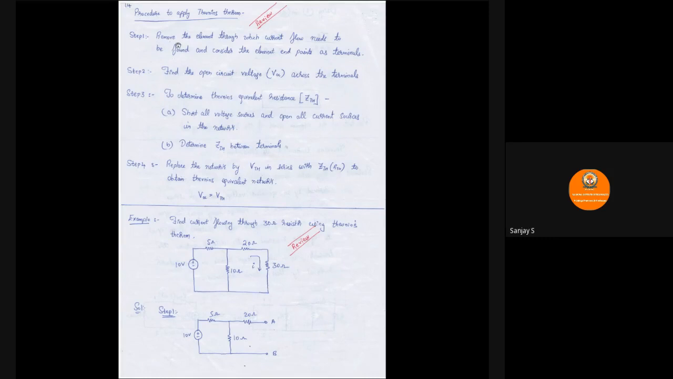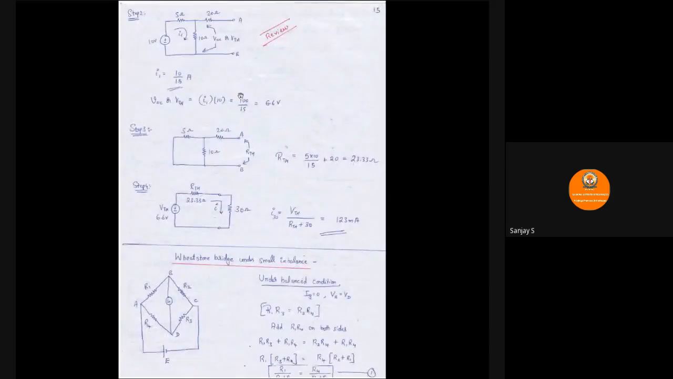Step 1 says, remove the element through which current flow needs to be found. Through this 30 ohm, I am supposed to find the current. So I am going to remove this 30 ohm and consider the element endpoints as terminals. I'll call these two ends where I have removed the 30 ohm terminals A and B. So this is step 1. In step 1, I have just removed the 30 ohm resistance through which the current flow was needed. Then step 2, find the open circuit voltage across the terminals. I have to find the voltage across A and B. So let us see how to do that.